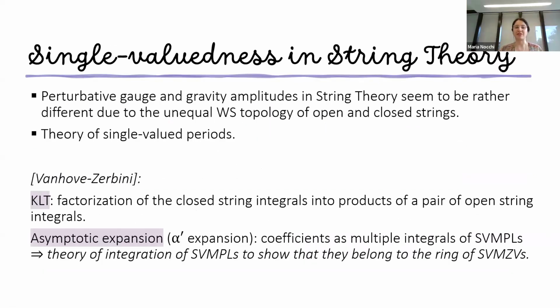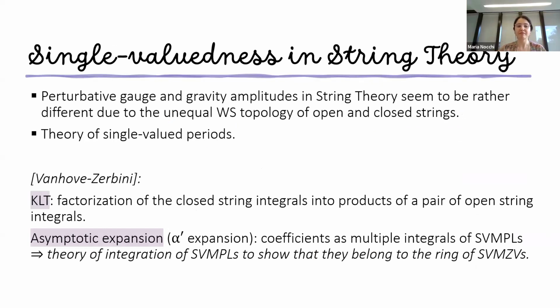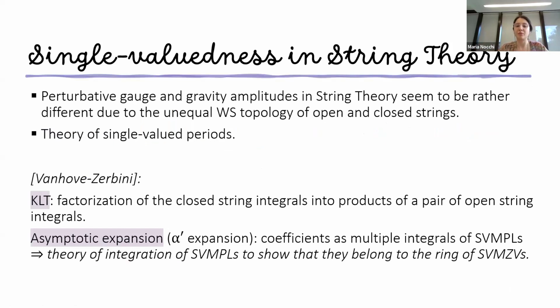Okay, so this was about the global property of this kind of integrals. On the other side, we can study local properties. For example, if you study the asymptotic expansion, the alpha prime expansion, since alpha prime enters here, you can tune that to 0. That will be this low energy description that we'll provide in a second. And by doing that, you find the asymptotic expansion, and the coefficients of this expansion are multiple integrals of single valued multipolylogs. So again, we have this single valuedness emerging naturally in this kind of computations.